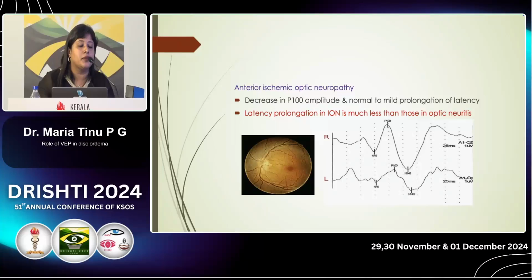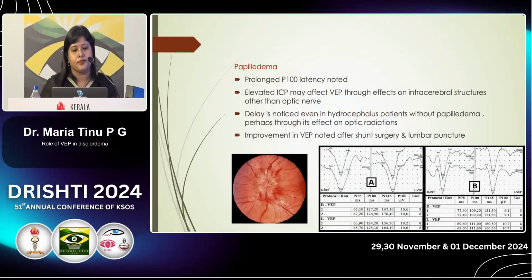Coming to anterior ischemic optic neuropathy, the definite change is a decrease in P100 amplitude. But there can occur a normal to mild prolongation of the latency also. So the latency prolongation in anterior ischemic optic neuropathy is much less than that in optic neuritis. So in the first picture, we can see there is a definite decrease in the amplitude, and there is only a slight prolongation of latency in the left eye.